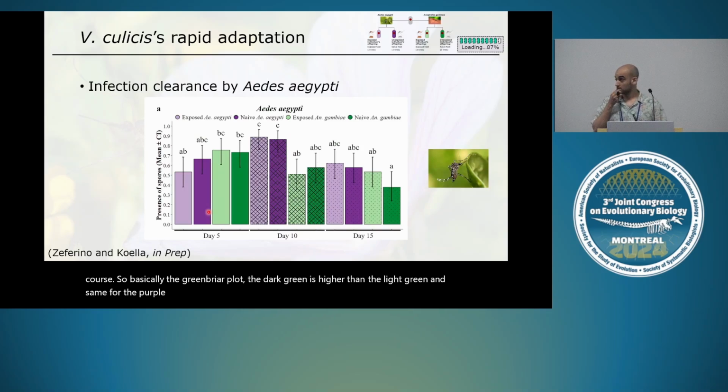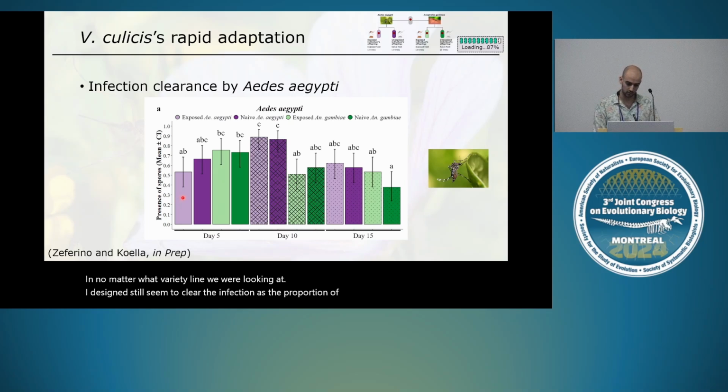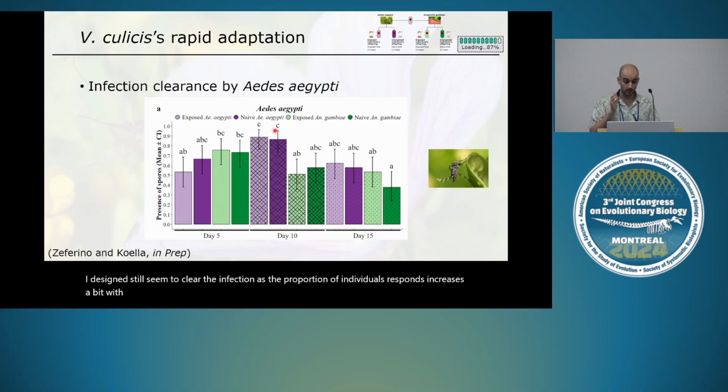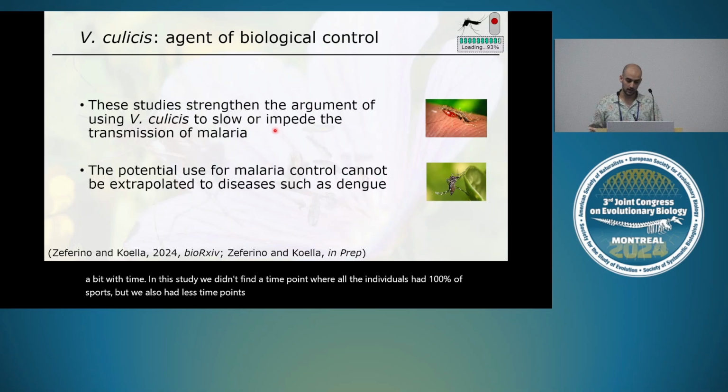In addition to that, we also showed that no matter what Vavraria line we were looking at, Aedes aegypti still seemed to clear the infection, as the proportion of individuals with spores increases a bit with time. In this study, we didn't find a time point where all the individuals had spores, but we also had fewer time points.